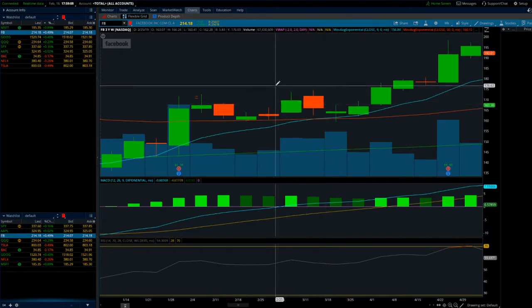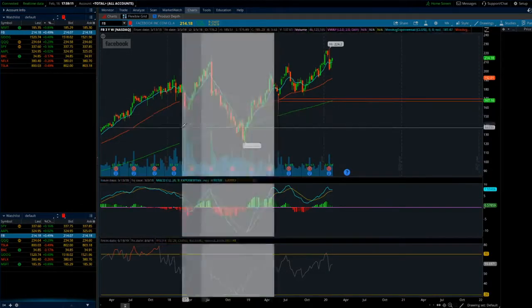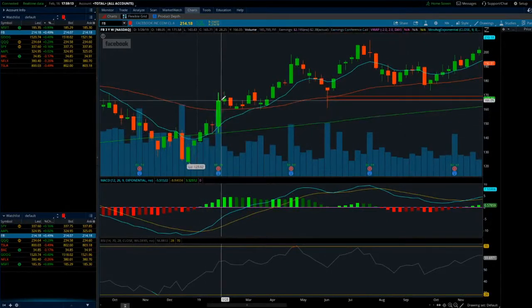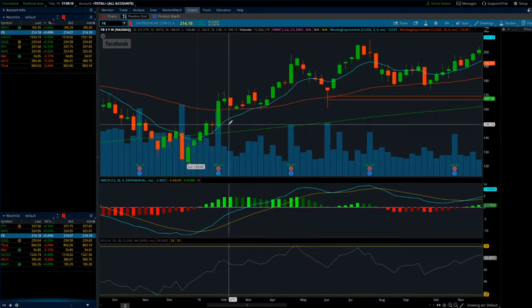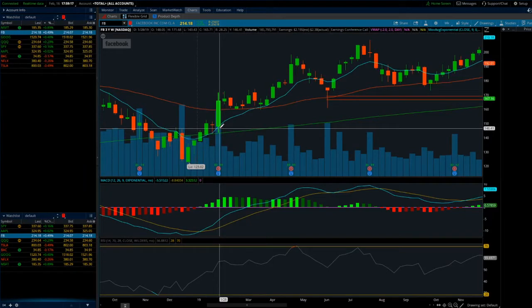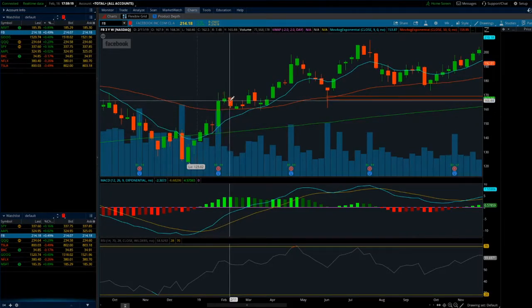I'm trying to think of a way to better explain this, but it basically means the little tail is as high as it went or as low as it went. And if it's green, then whatever it is at the top is where it closed, and whatever it is at the bottom is where it opened. Whereas if it is red, then wherever it is at the top is where it opened, and wherever it is at the bottom is where it closed. So that's pretty much candlesticks for you.